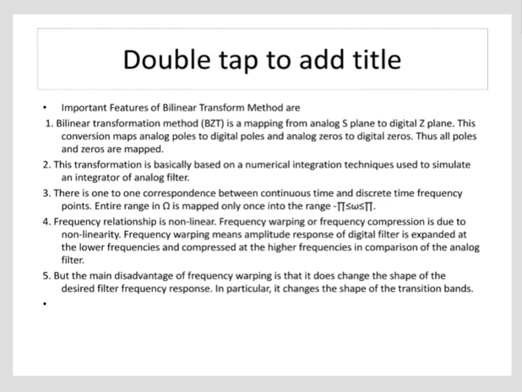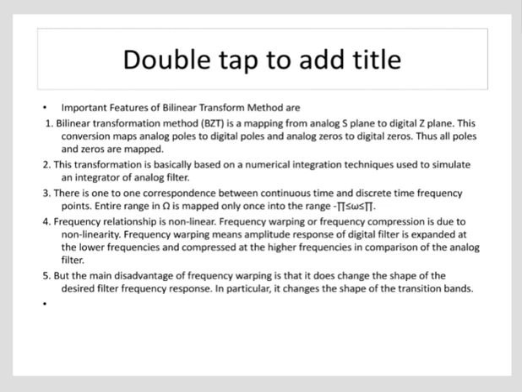There are some important features of the bilinear transform method. The first is that the bilinear transformation method is a mapping from the analog S plane to the digital Z plane. This conversion maps analog poles to digital poles and analog zeros to digital zeros. Thus, all the poles and zeros are mapped. This transformation is basically based on a numerical integration technique used to simulate an integrator of an analog filter.